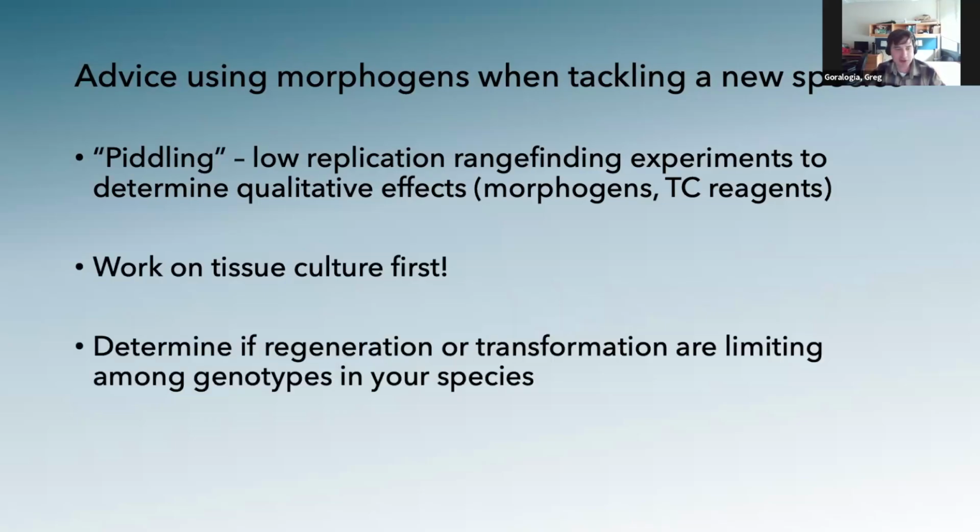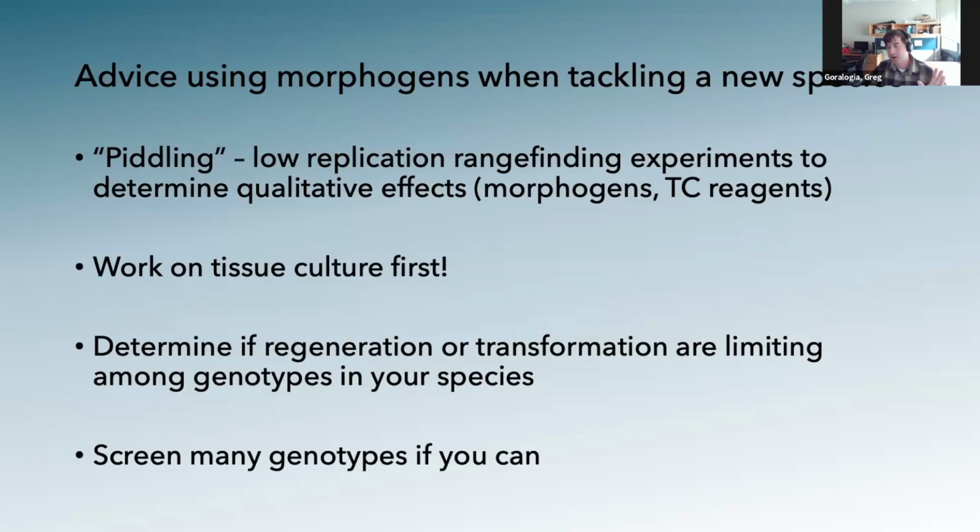Back to basics, really trying to figure out if regen or DNA delivery is your problem. And if you can, screen many genotypes. In eucalyptus, the one I showed you in that first slide, that's the best one out of 100 genotypes we screened. So, you know, there's a lot of challenges in working in some species.